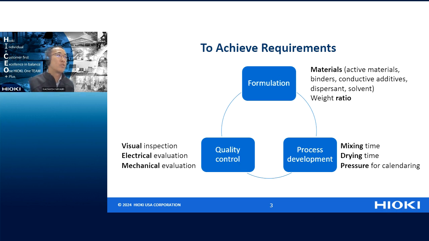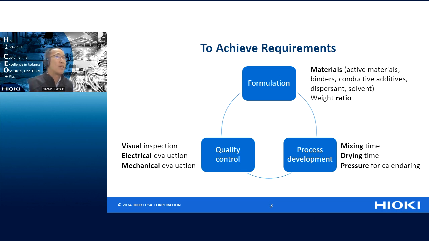So formulation, so material selection and the weight ratio are included. And after determining the formulation, we'll consider the production process. So mixing time, drying time, pressure for calendering, etc. They are decided in this process of development phase. And lastly, we manufacture battery cells.